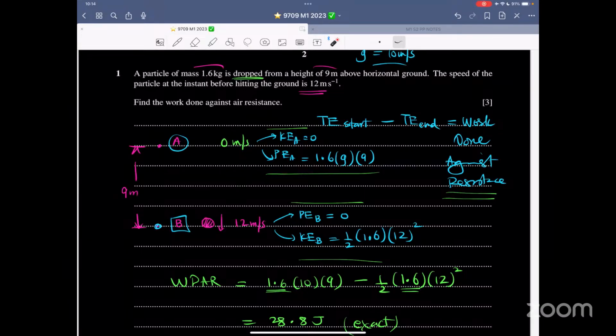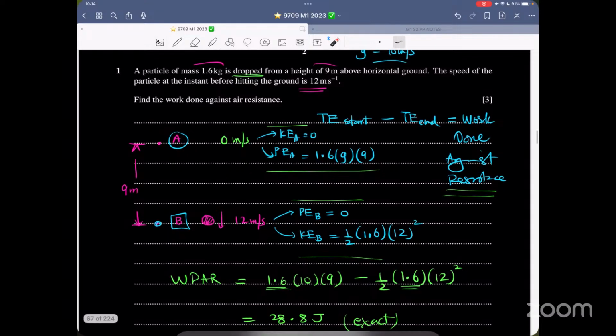It says a particle of mass 1.6 kg is dropped from a height of 9 meters onto horizontal ground. The speed of the particle at the instant before it hits the ground is 1.2 meter per second. Find the work done against resistance. So now this is about vertical motion, and it's about the work energy principle.